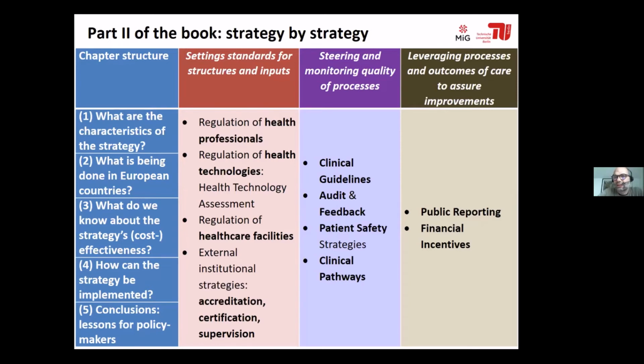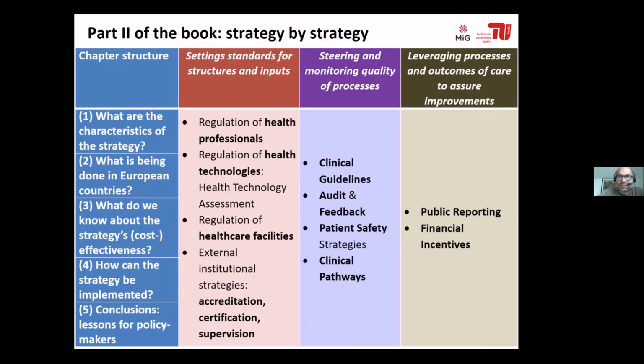And last but not least, we sorted the 2 strategies which we just heard about, public reporting and financial incentives or pay for quality, into the strand leveraging processes and outcomes of care to assure improvements.